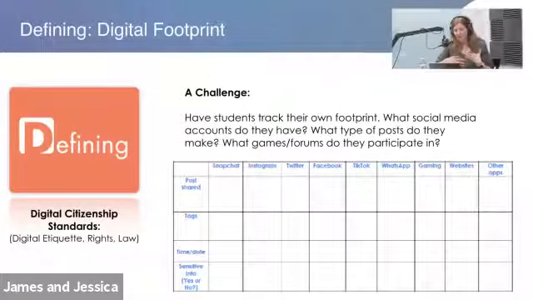So an activity that, first of all, is great for conversation, just talking to the students about what they put out there. We talked about the whole public versus private thing. I'm just really not understanding that some things they want to keep private.